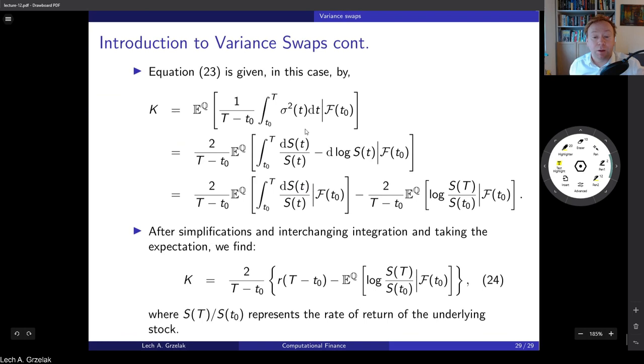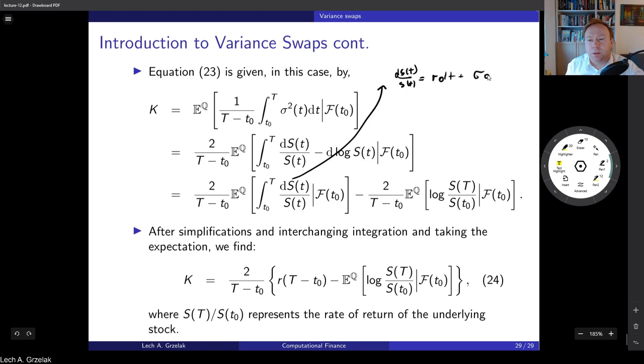So, okay, if we do this substitution, we will end up with the following expression. First we substitute the sigma squared with this difference of 2 dS over S minus d log S. Of course, this is linearity of expectation, so we have two expectations: a ratio of dS_t divided by S_t, minus a logarithm of S_t over S_t0. So let's look at the first part. Here we have an expectation, and this term dS over S is given by r dt plus sigma dW_t.